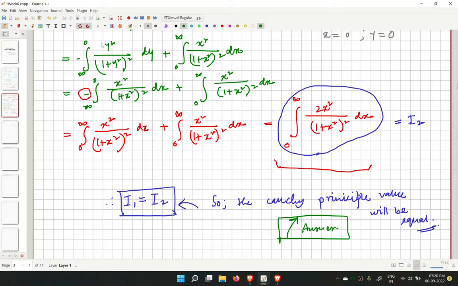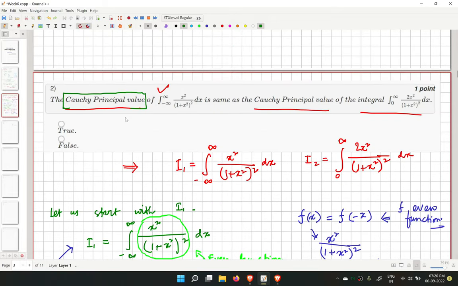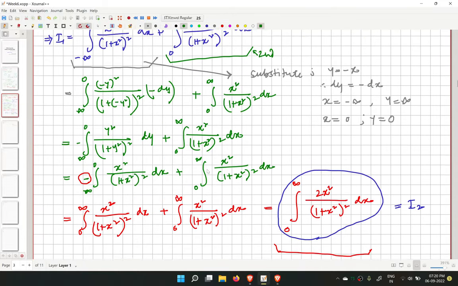And this means that the statement given here as question number 2 is actually true. So this is the correct option. Okay. So now we are done with question number 2.